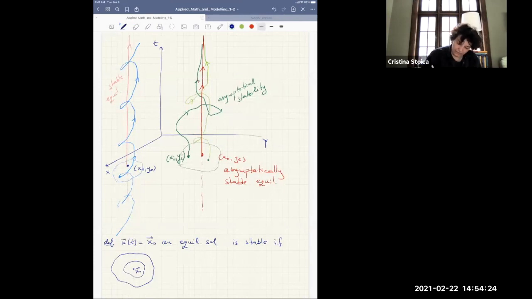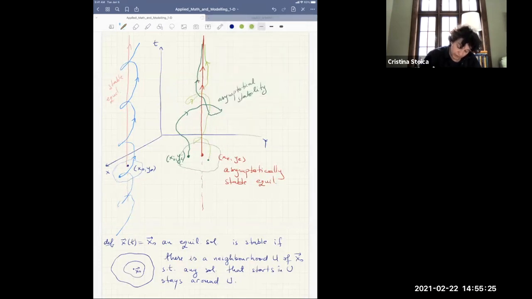Okay. If there is a neighborhood of x naught, let's call it u of x naught, such that any solution that starts in u stays around u.